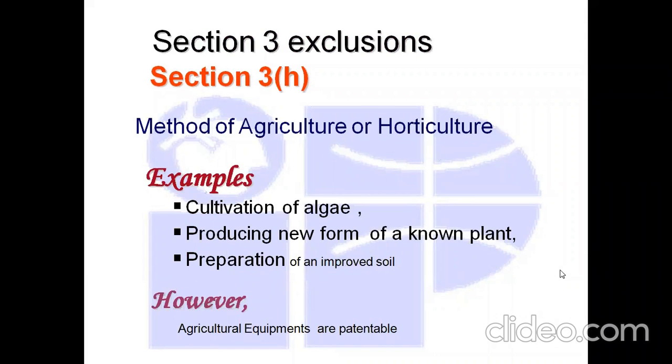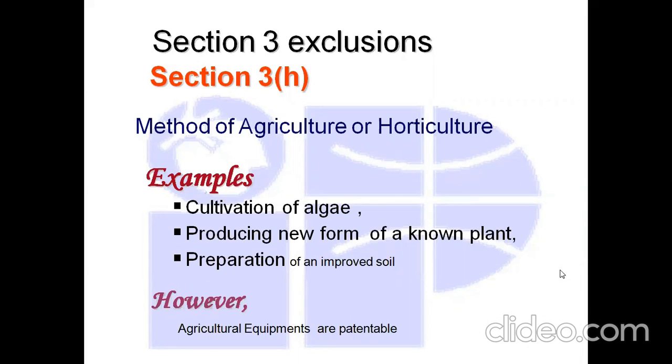Section 3H: a method of agriculture or horticulture, you can't patent, right? You cannot patent any type of method for agriculture or horticulture. It is only for society, to help our farmers and brothers, right? Examples are the cultivation of algae, the production of a new form of a known plant, the preparation of an improved soil. Improved soil means you enhance the fertility of the soil and grow any plant. This is not patentable, right?